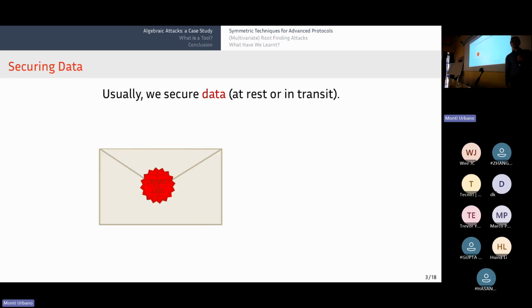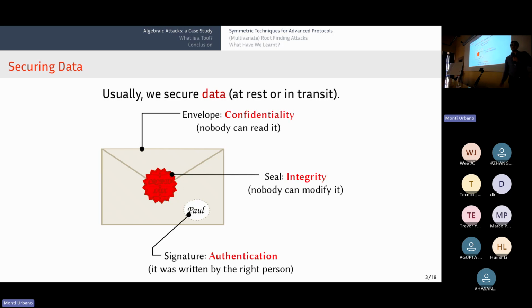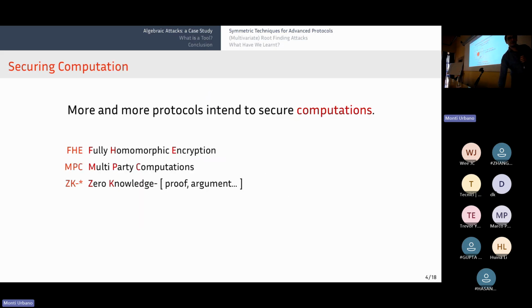I'm guessing you all know what the purpose is for cryptography in general when we operate on data, because that's usually what we care about, especially in symmetric crypto. We try to secure data when it's at rest or in transit. So we want to provide the 3 usual guarantees: confidentiality, integrity, authentication. I'm not going to spend too much time on this slide.